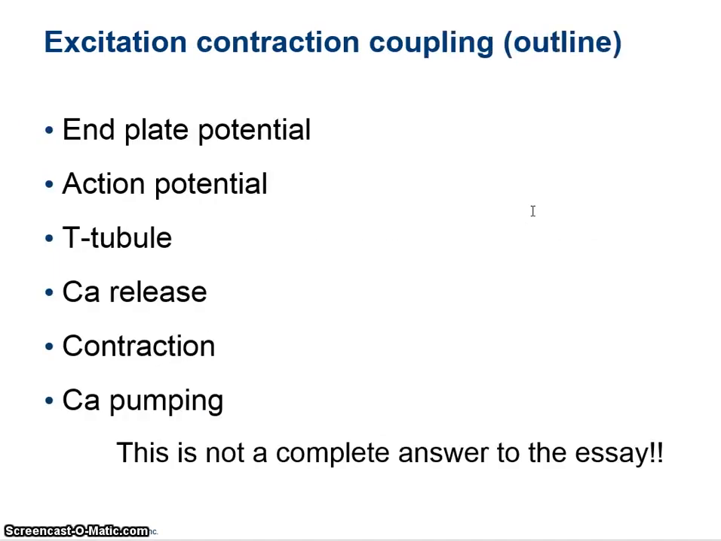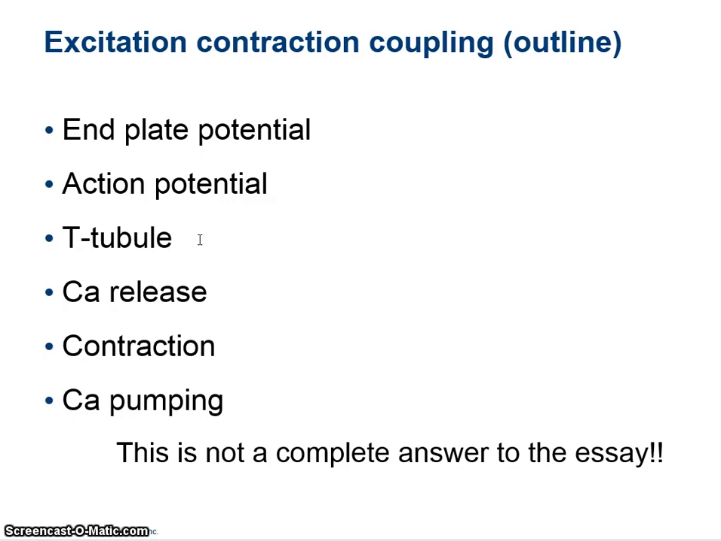So this is a brief outline of the steps of excitation contraction coupling. This is not the complete answer to the essay question on the exam, so make sure you can fill in the gaps in this outline as we go. But this might be just a handy way to think about it, to start with just listing the steps. And what you want to remember is that steps 1 through 3, all of this is just electrical signals. So even if the terminology is confusing and new, you can still just sort of think of it like electricity being conducted from point A to point B.